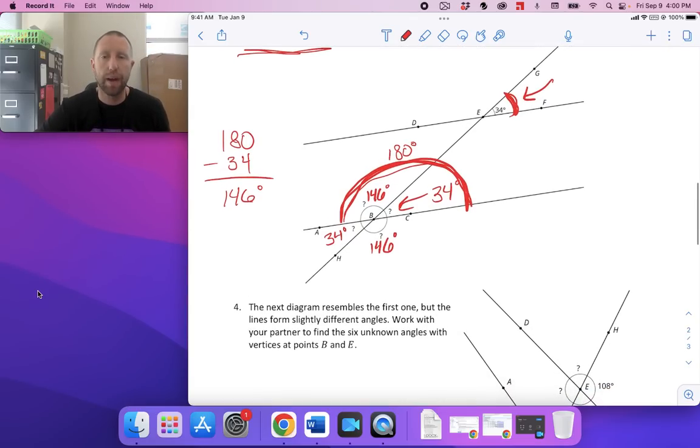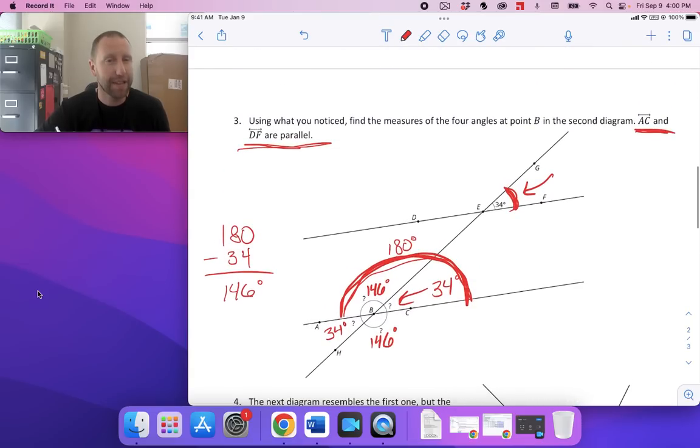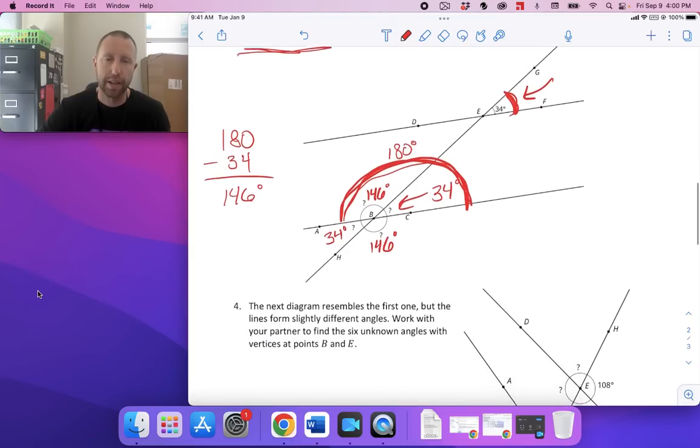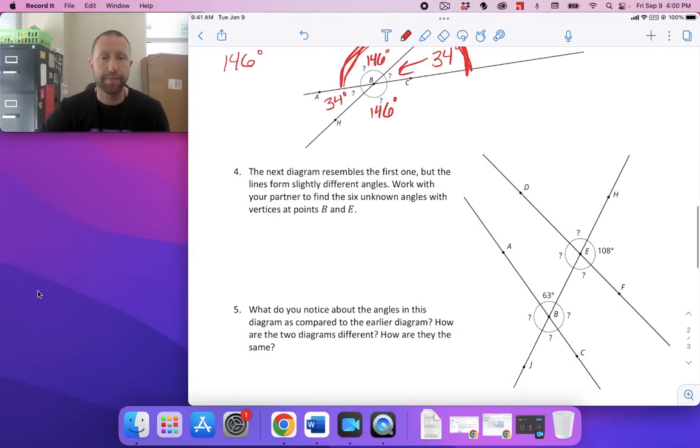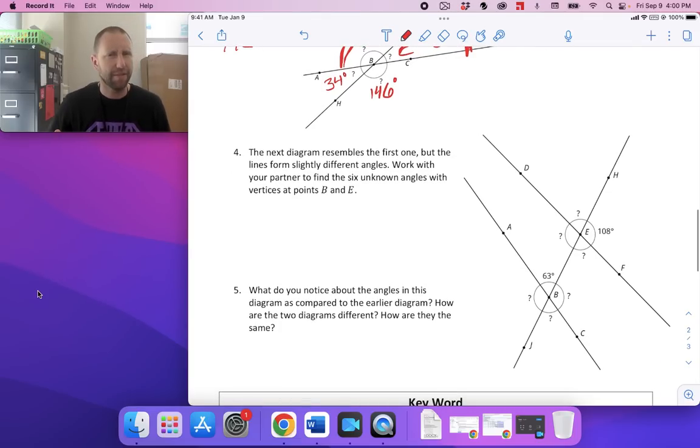Now, I said they gave us some important information at the end of that one because look, for question number 4, it says the next diagram resembles the first one, but the lines form slightly different angles. And you guys can see that, right? These are not parallel lines. I'm still going to have vertical angles. I'm not going to have congruent angles, okay?